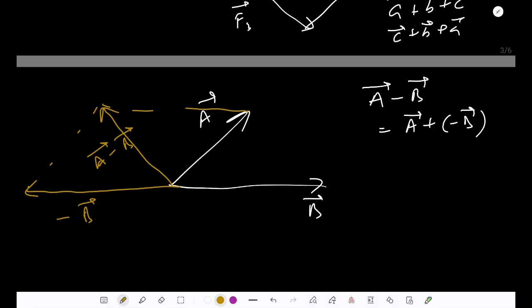So the process of subtraction is defined like this: if you want to subtract vector B from vector A, you need to reverse the direction of vector B and then add this with vector A. And I think these things are simple.